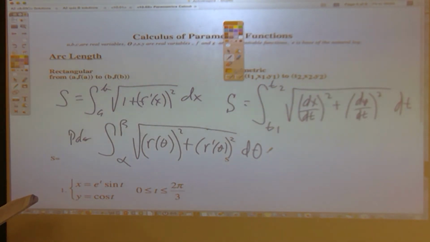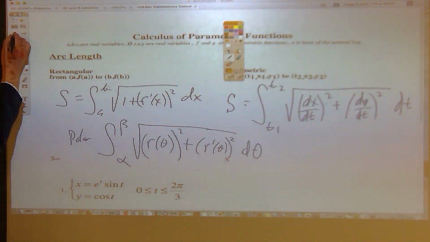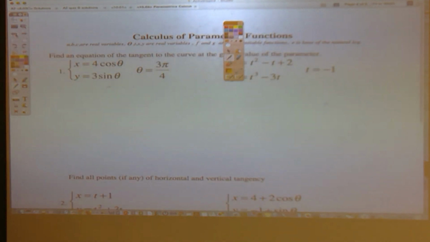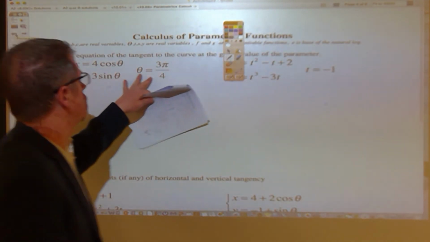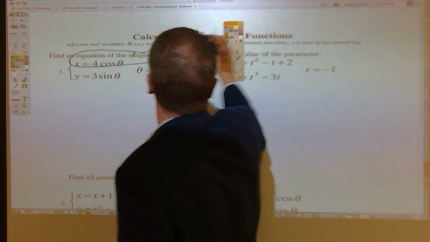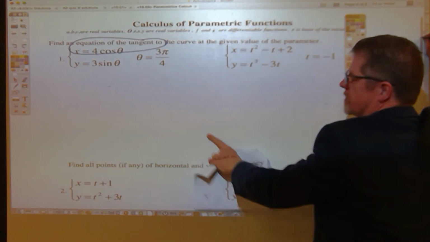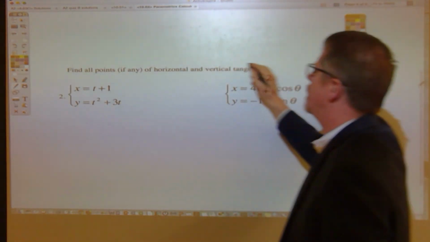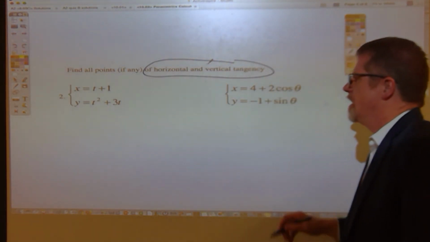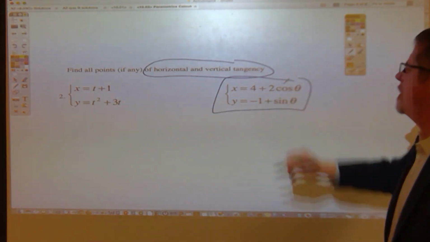Now, back it up. Previous page, the page that we skipped. This is one in which we found an equation of the tangent line. Do you remember I multitasked on that previous problem? So we've done equation of the tangent line. Now, points of horizontal and vertical tangency. Let's do just this problem with the time that remains.